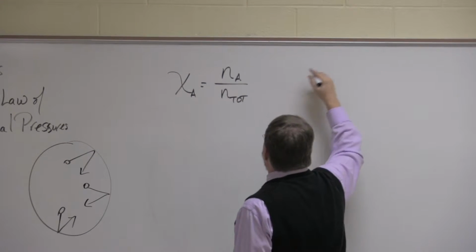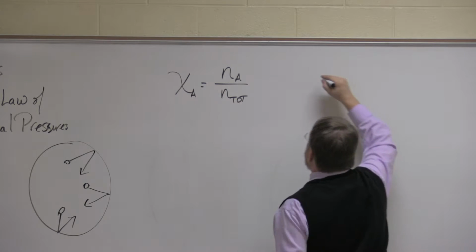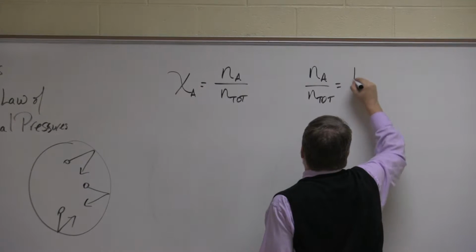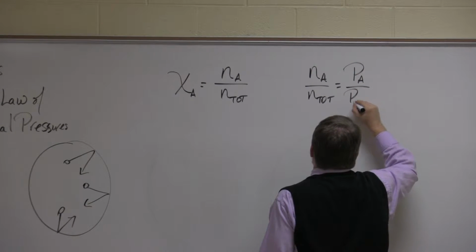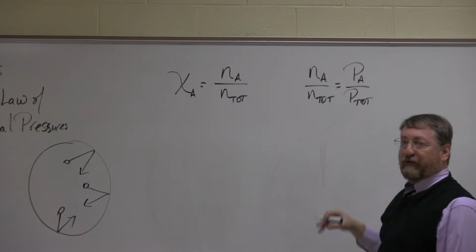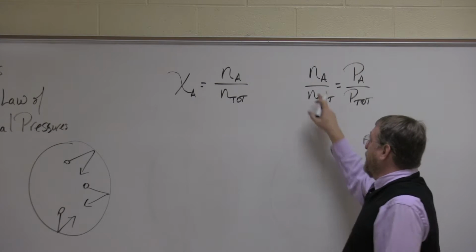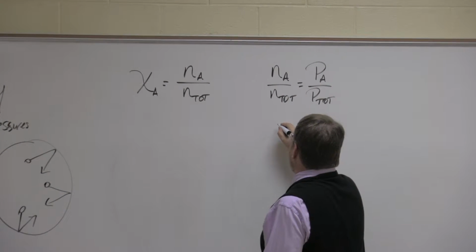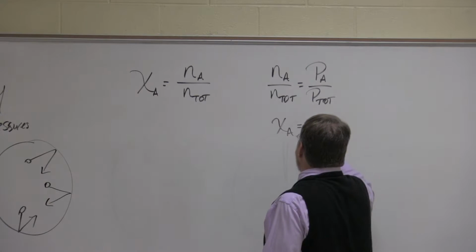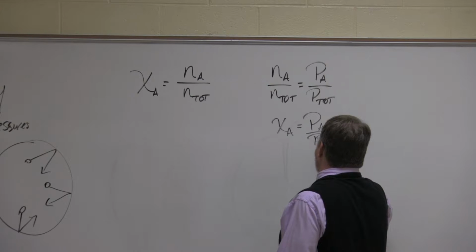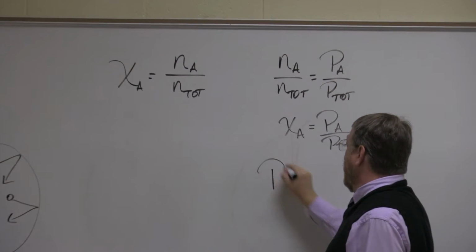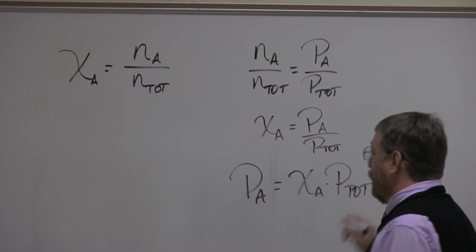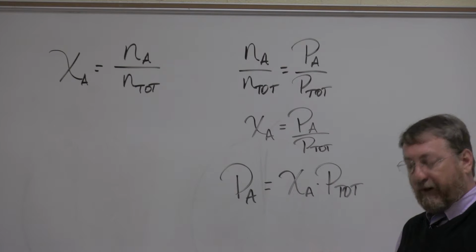Now, what he showed was that the fraction of the moles must equal the fraction of the pressure. So the number of moles over the total number of moles must equal the partial pressure of the gas over the total pressure. The individual values are not equal, but the ratios are equal. Again, we call this the mole fraction, officially chi. If the mole fraction of A is equal to the partial pressure of A over the total pressure, then we can multiply the total pressure over, and we have a way to determine the partial pressure of a gas. The partial pressure of the gas will equal its mole fraction times the total pressure.